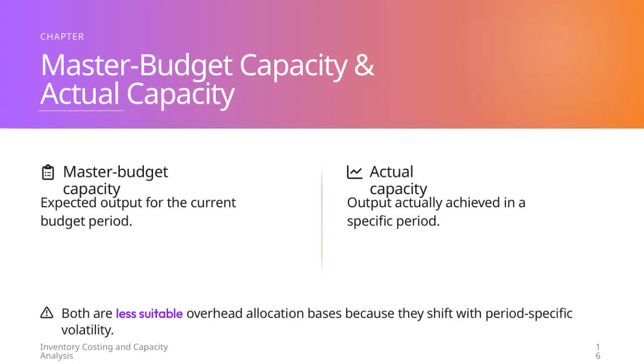Here, we're focusing on the difference between master budget capacity and actual capacity. Master budget capacity refers to the expected output for the current budget period, essentially, what we plan to produce. Actual capacity, on the other hand, is the output we actually achieve during that same period. It's important to point out that both these measures are less suitable for allocating overhead costs. The reason is that they tend to fluctuate due to period-specific factors, which can introduce volatility. This makes them less reliable as a stable basis for overhead allocation in inventory costing and capacity analysis. Understanding these distinctions helps us manage budgeting and cost control more effectively.